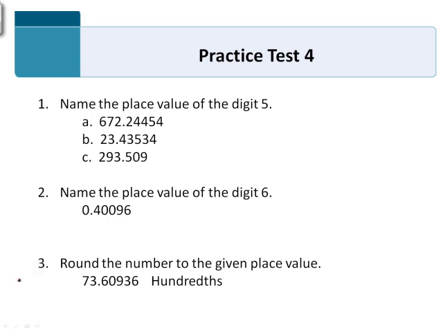All right, number 1. Name the place value of the digit 5. If you look at letter A, the 5 is back here. We need to start at the decimal point and count back to the right. So you have tenths, hundredths, thousandths, 10,000ths. So that's the place value of that digit, of the 5.